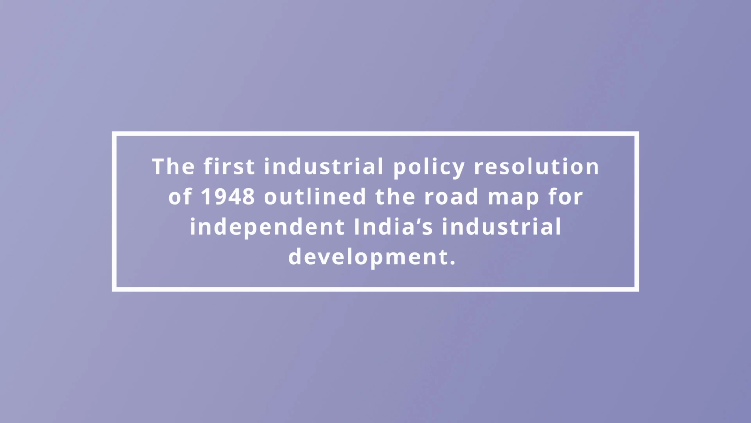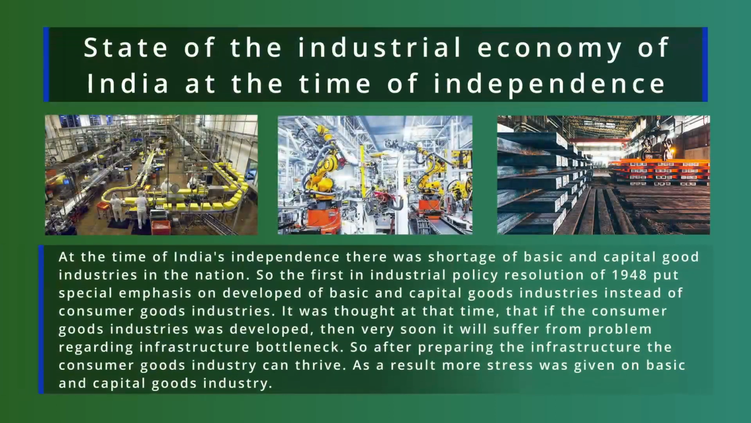Now, after independence, the first industrial policy resolution was implemented in 1948. And that actually put the roadmap for India's industrial development. Now, as we already mentioned, at the time of independence, there was an acute shortage of basic and capital goods industries in the nation. So the first industrial policy resolution of 1948 put special emphasis on the development of basic and capital goods industries instead of consumer goods industries.